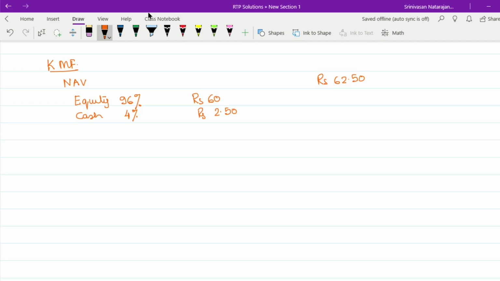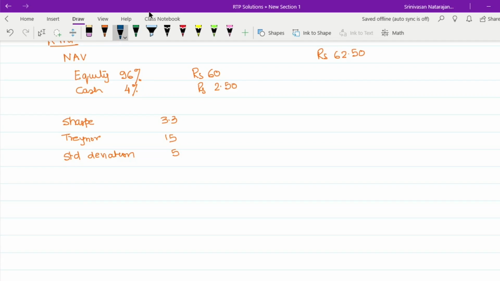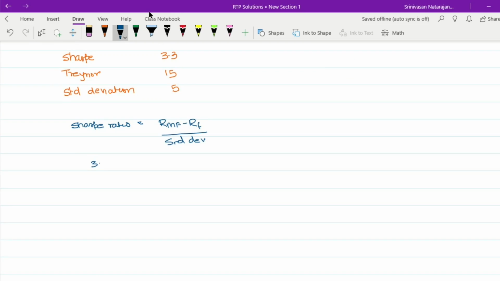Now they have given Sharpe ratio for K mutual fund as 3.3, Treynor's ratio 15, standard deviation 5. We know that Sharpe ratio is (return of mutual fund minus risk free) whole thing upon standard deviation. Now they've given Sharpe as 3.3, return of mutual fund minus risk free we don't know. Standard deviation is given as 5. Therefore, return of mutual fund minus risk free will be 5 into 3.3, that is 16.5.